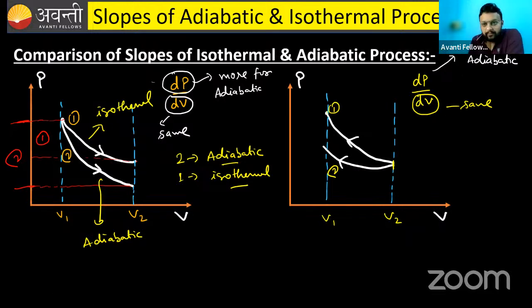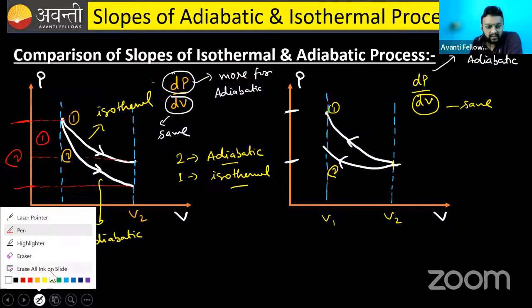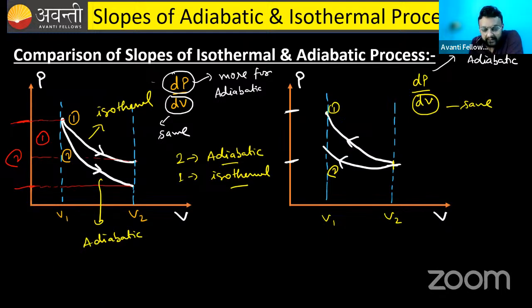If dP is more, then in which case is the change in pressure more? For process one, you can see that pressure is changing from this point to this point. So the change in pressure is more for process one. That means process one is what? Adiabatic. And process two is what? Isothermal.